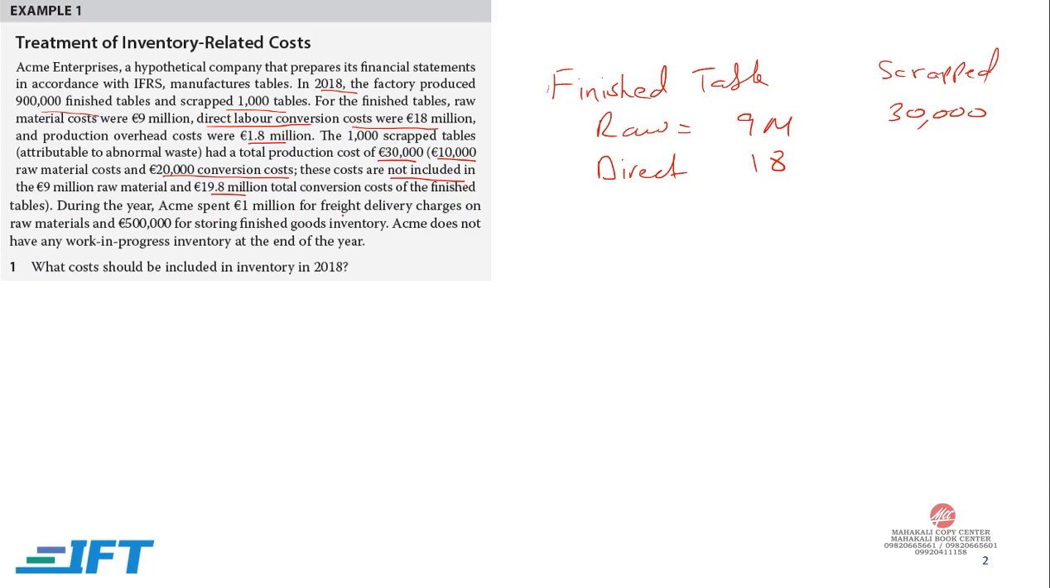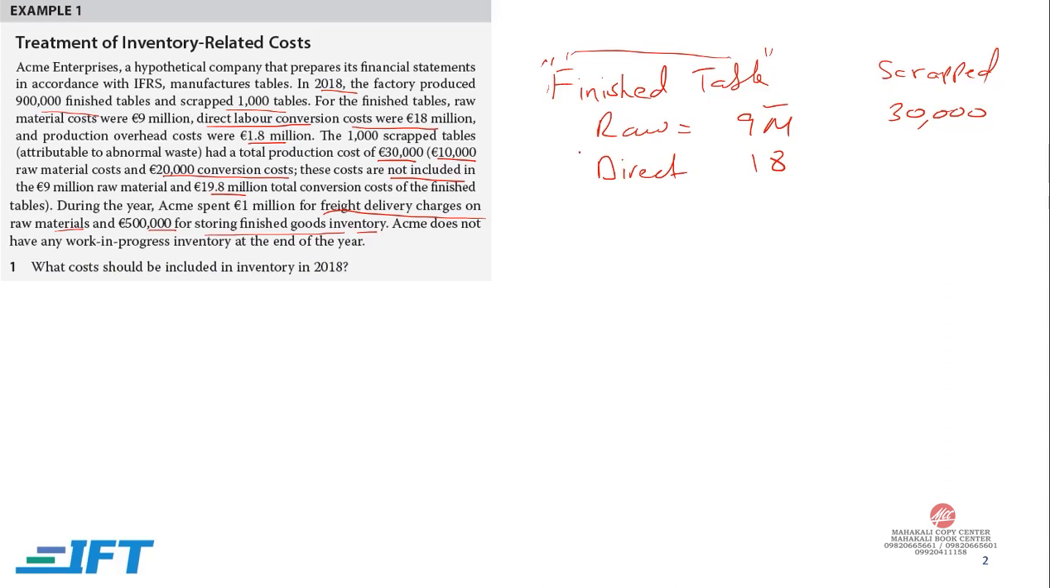During the year, Acme spent 1 million on freight delivery charges on raw material and 500,000 for storing finished goods inventory. Acme does not have any work in progress inventory at the end of year. So what cost should be included in inventory? As far as your inventory is concerned, we are dealing with finished tables.